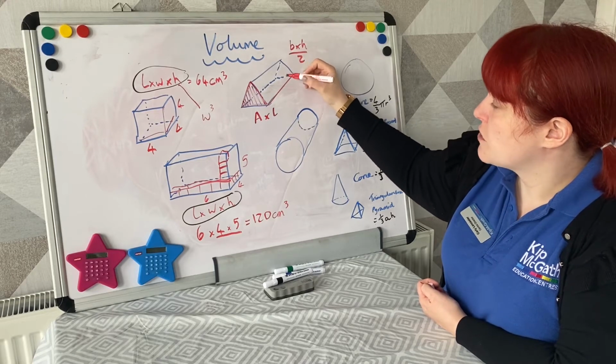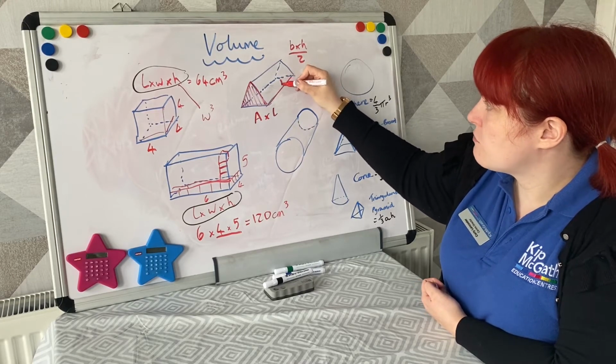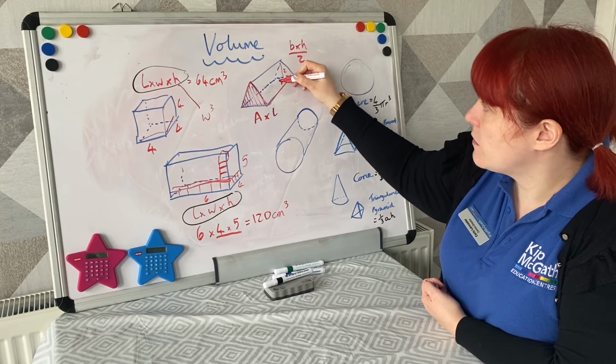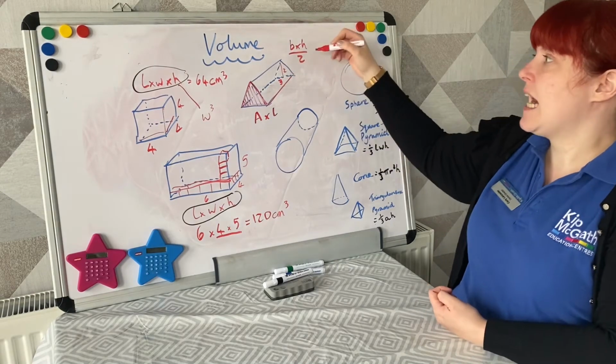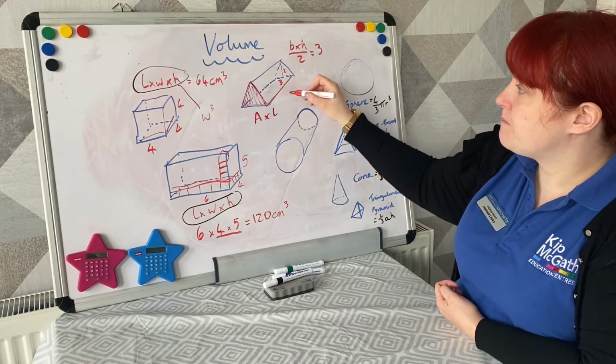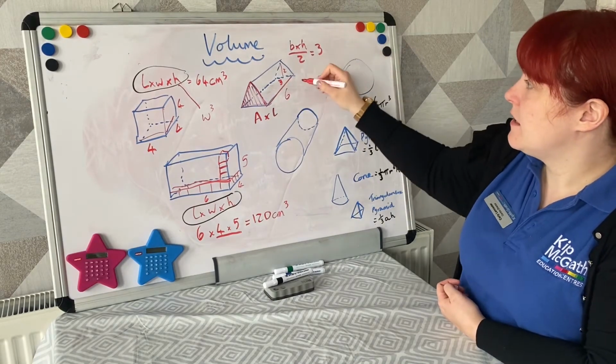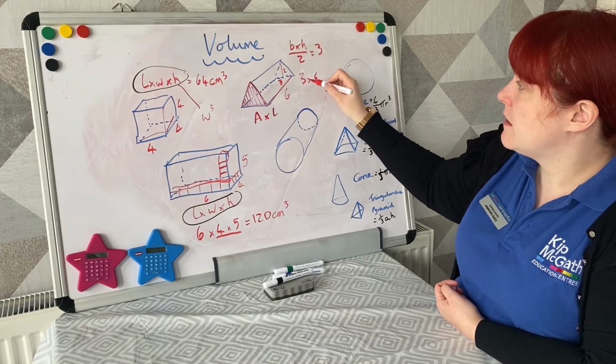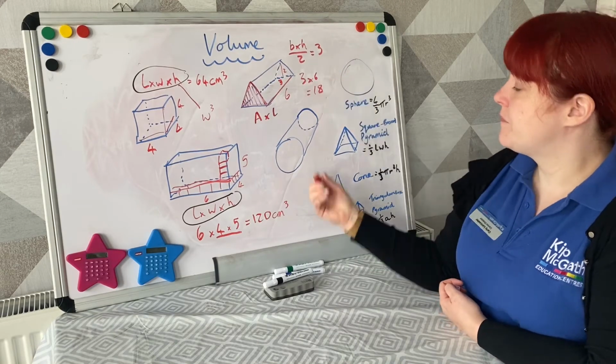So as long as we've got those measurements, so say this base was 3, height is 2, 3 times 2 is 6, half of that is 3. So the area of our triangle is 3. If the length's 6, we're going to do 3 times 6, which is 18.